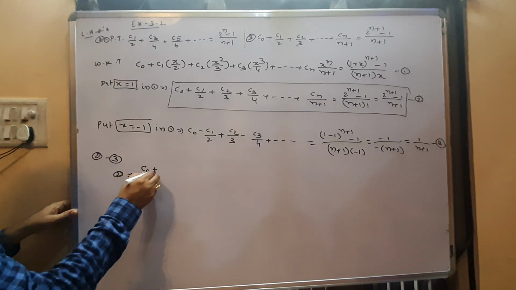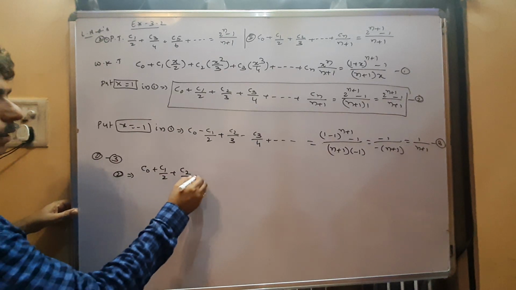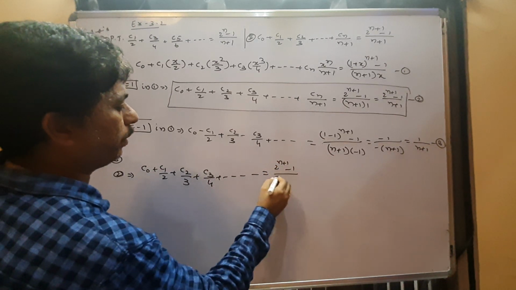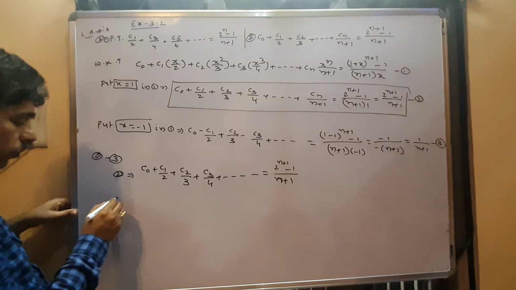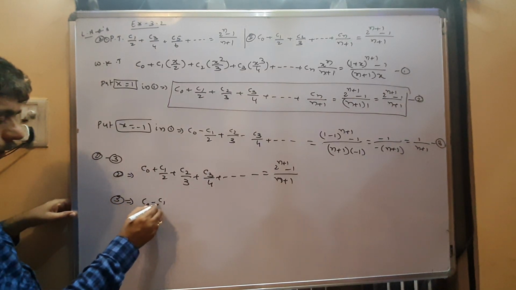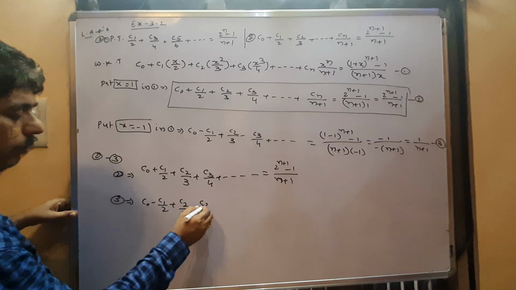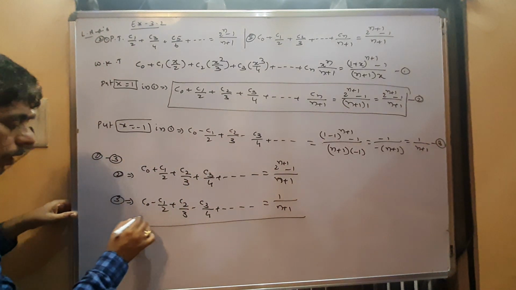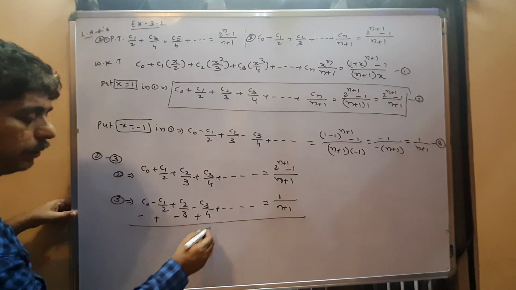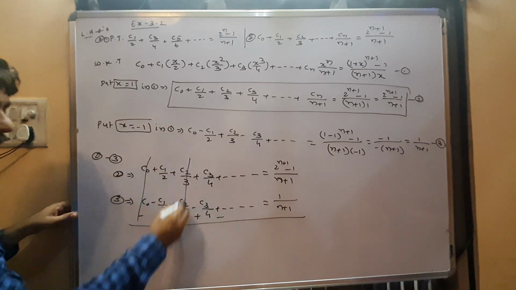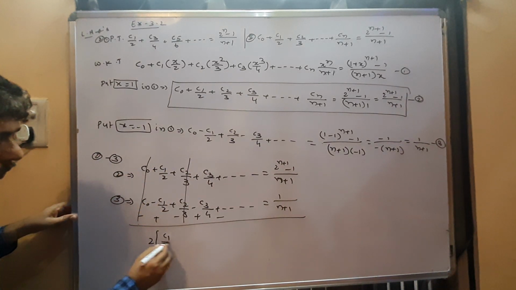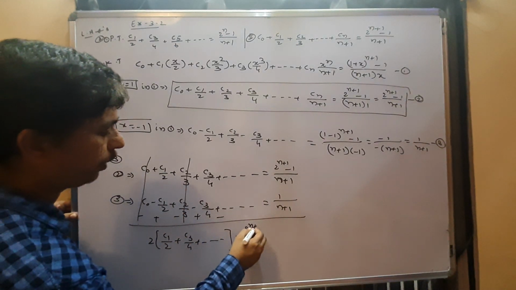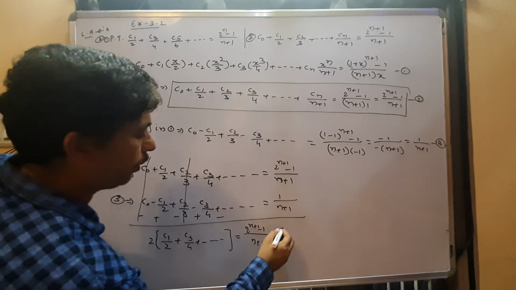Equation 2 implies C0 plus C1 by 2 plus C2 by 3 plus C3 by 4 plus and so on equal to 2 power n plus 1 minus 1 by n plus 1. The third equation has C0 minus C1 by 2 plus C2 by 3 minus C3 by 4 plus and so on equal to 1 by n plus 1. We are subtracting now, so minus changes to plus, plus changes to minus, and so on. C0 cancels, C2 by 3 cancels. We get 2 times of C1 by 2 plus C3 by 4 plus and so on equal to 2 power n plus 1 minus 1 by n plus 1 minus 1 by n plus 1.